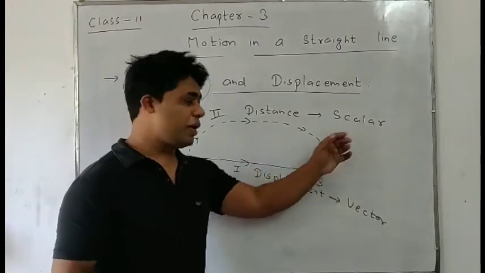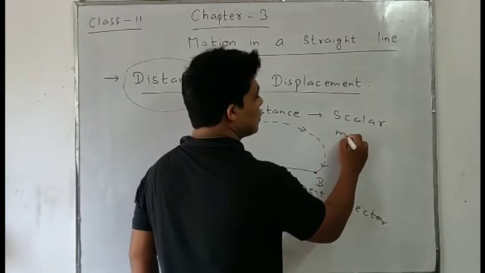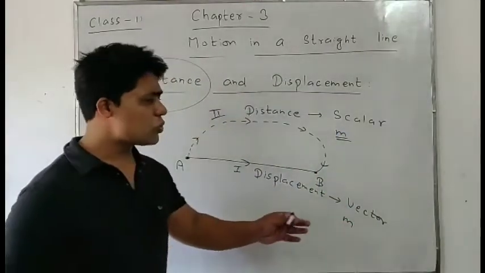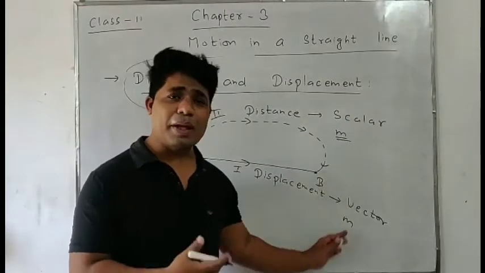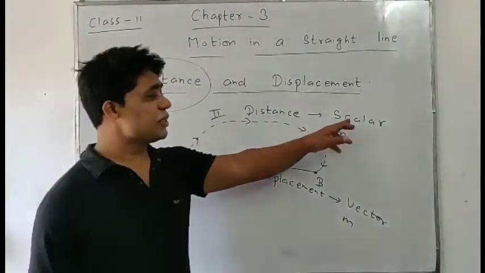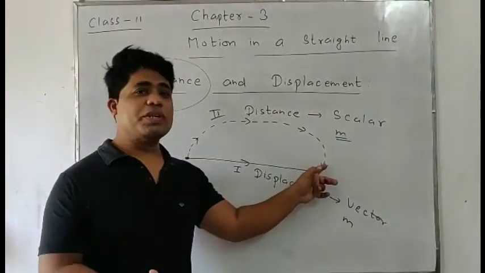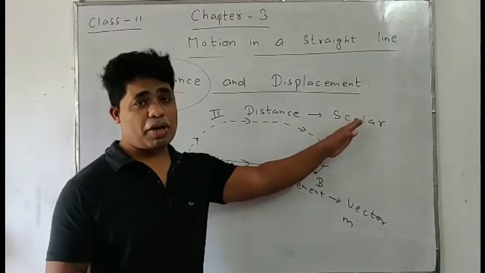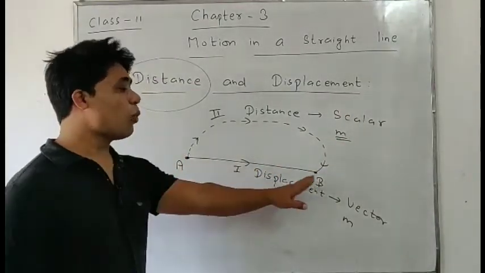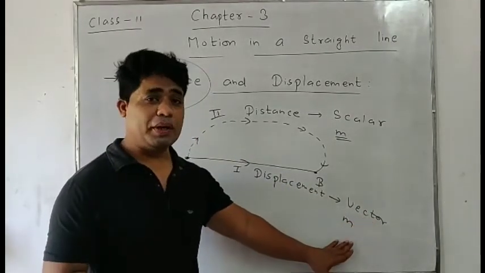So distance is a scalar quantity and displacement is a vector quantity. What is the unit of distance? Generally we measure in meters, and displacement also in meters. We can also take centimeter in CGS, meter in MKS, or kilometer. So what is distance? The total path traveled by an object is distance. It is a scalar quantity, the unit is meter. On the other hand, the shortest or minimum path between 2 points is displacement. It is a vector quantity, unit meter.